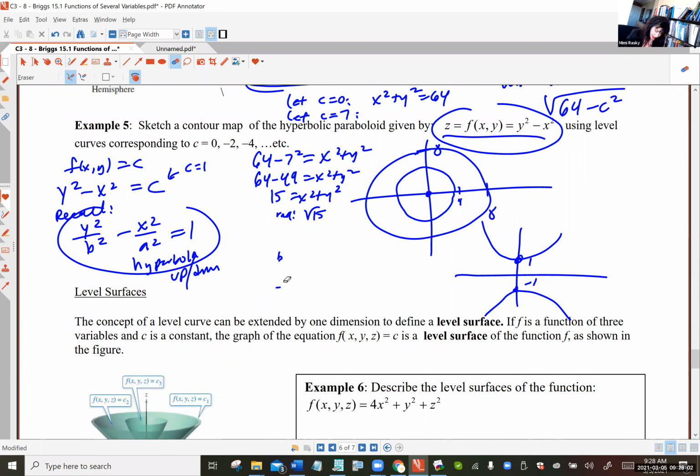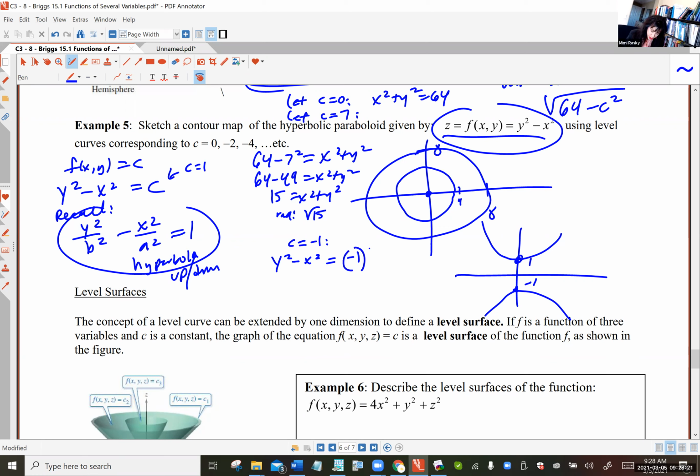Watch what happens when I let c equal negative 1. C could be negative. C equals negative 1. We have y squared minus x squared equals negative 1. Now, the standard equation for a hyperbola centered at the origin, you always want to have a positive 1 on the right-hand side. That was the typical.